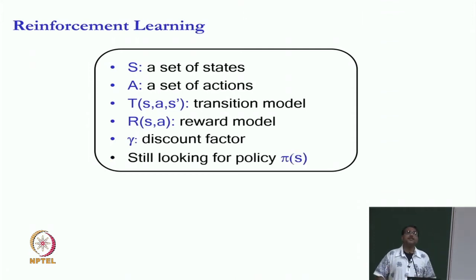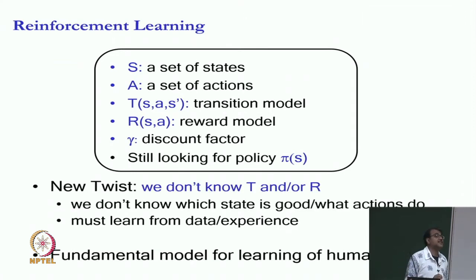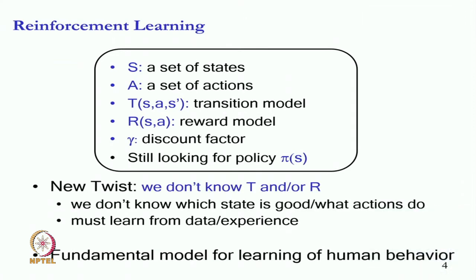And we are still looking for the policy pi. So, we are still looking for the mapping from states to actions such that my expected discounted reward over an infinite horizon is maximized. So, we are still in the world of an MDP pretty much as we have been defining this last week, except that we are going to add a new twist. And the twist is going to be that I may not know the transition function, or may not know the reward function, or may not know both, or aspects of them.